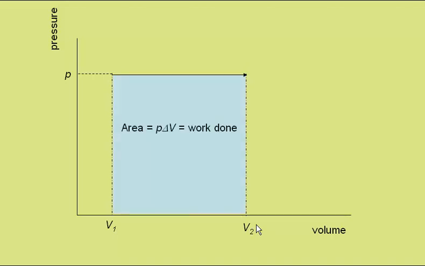If we plot a graph of pressure against volume, we went from volume 1 at a pressure P to volume 2, also at a pressure P. The area is equal to pressure times the change in volume, which we've just shown is equal to the work done by the gas on expanding.